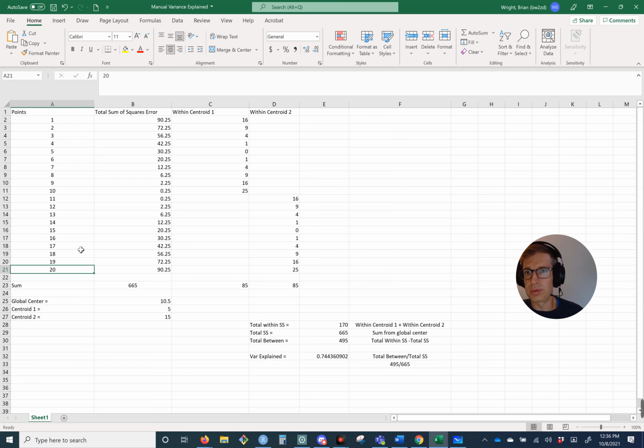And then they're 1 through 20. All right. And then I guess they have some, pretending like they have some numerical value. But here, the global center, or the global middle, is going to be 10.5. Okay.